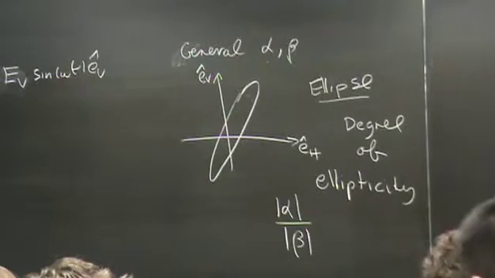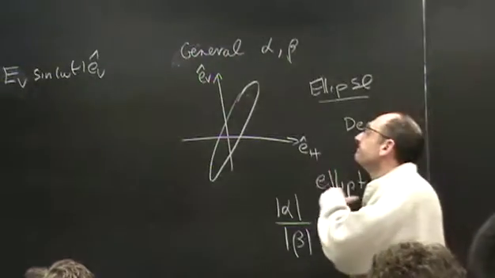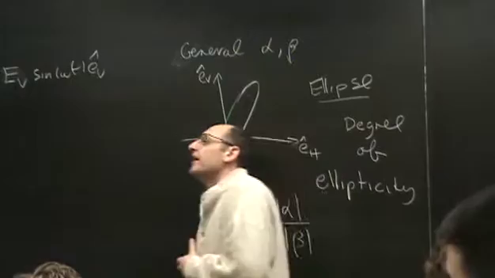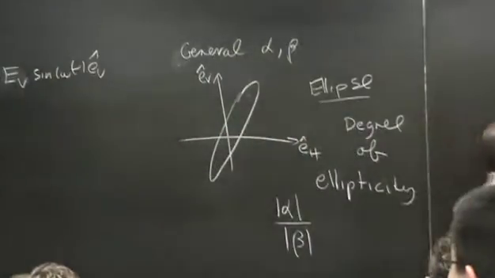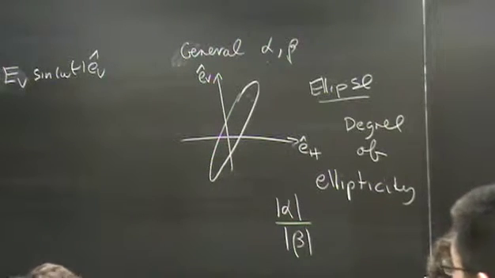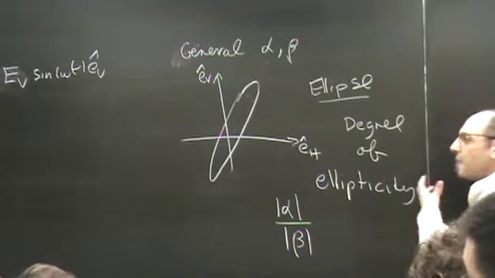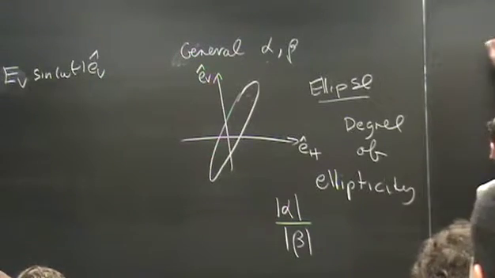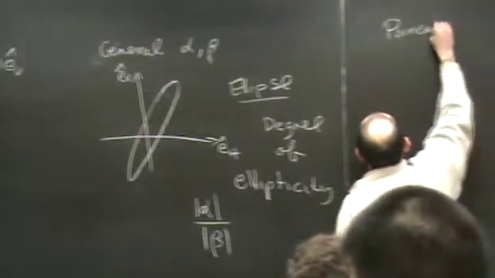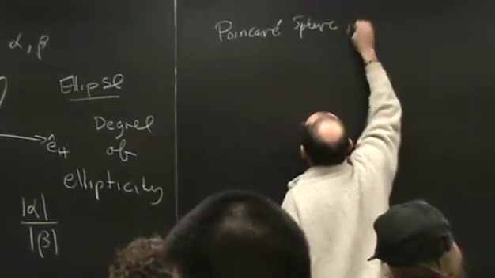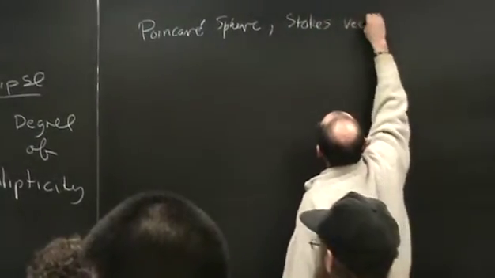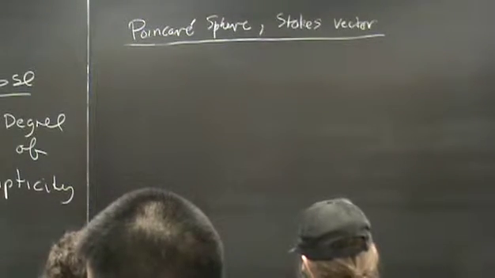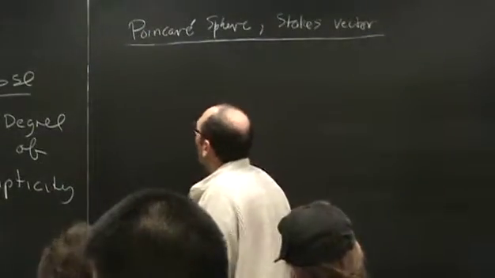All right, now, one way in which we can specify the state of the polarization, that tells us immediately what kind of polarization we're talking about, the amount of ellipticity, is to think carefully about this complex vector and how we can easily parameterize it. And so I'm going to introduce the notion of the Poincare sphere and the Stokes vector. Classical optics notions.